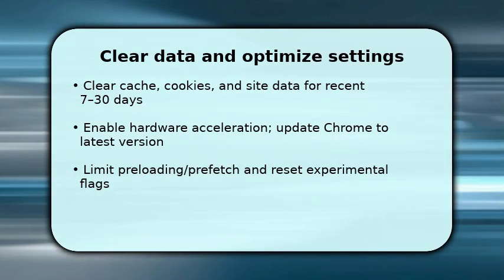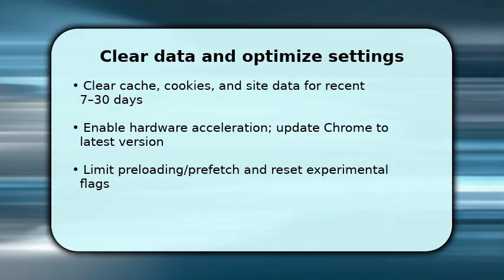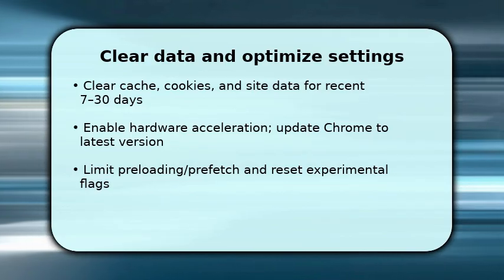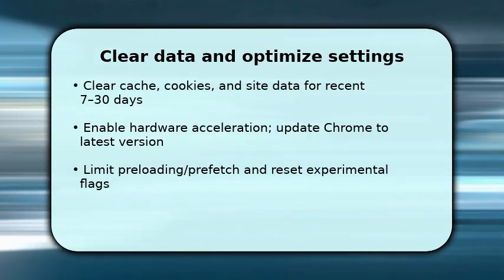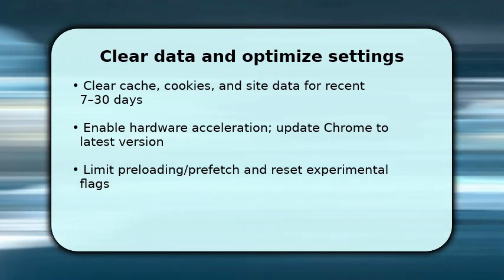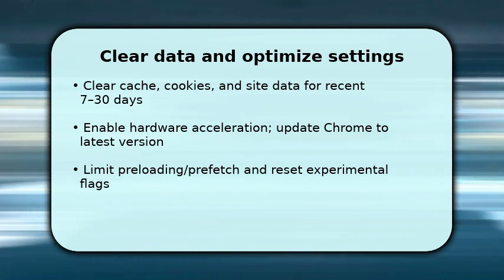Next, clear browsing data to remove corrupted cache and stale cookies that delay rendering. Pick the last 7 to 30 days, include cached images and files, then clear. Make sure Chrome is updated. Updates fix performance bugs. Enable hardware acceleration in settings so your GPU helps rendering, but if issues persist, toggle it off to test. Disable preloading or prefetching to reduce background network use, and reset any Chrome / flags you changed. Experimental flags can degrade speed if misconfigured.